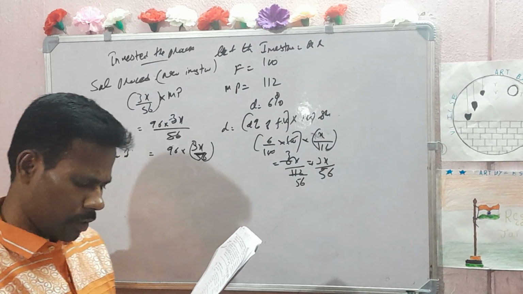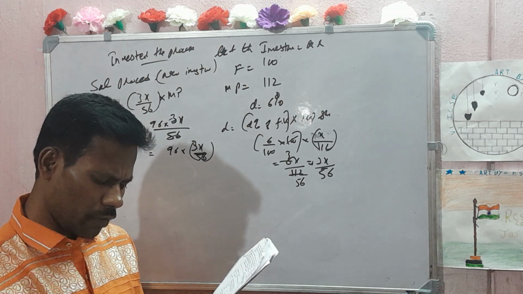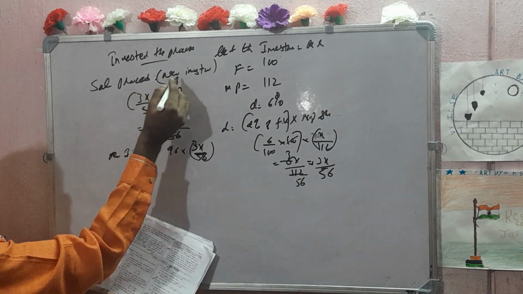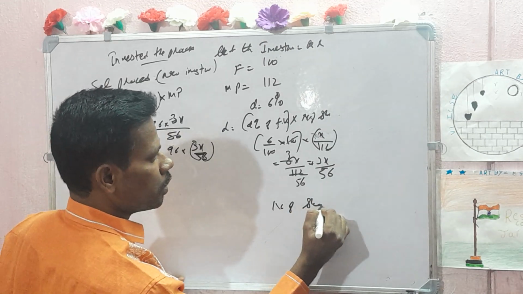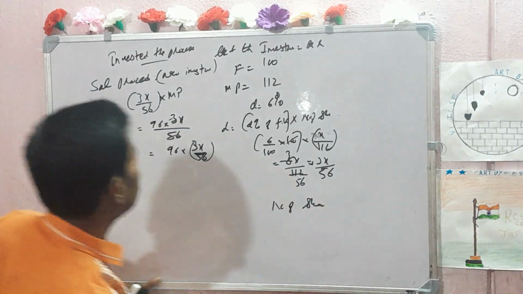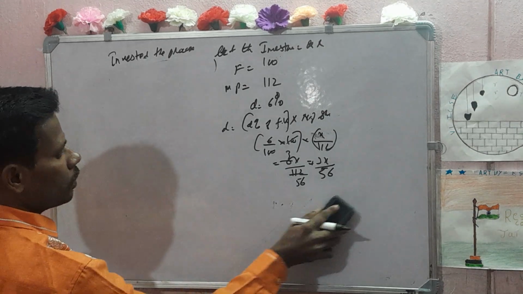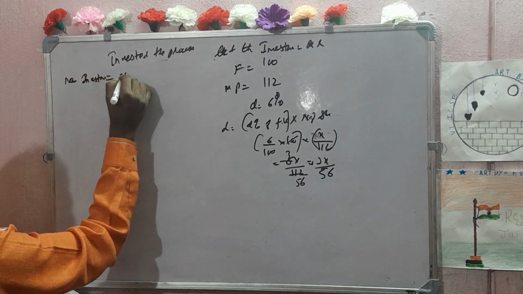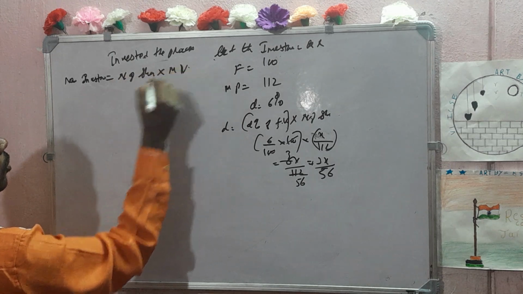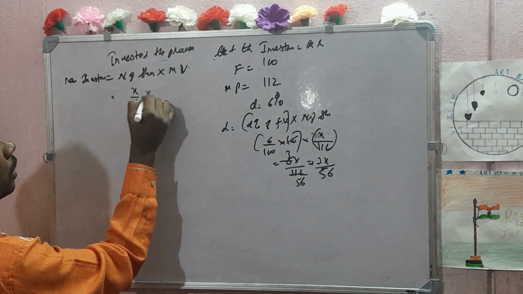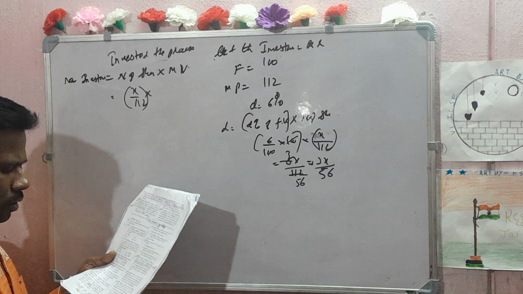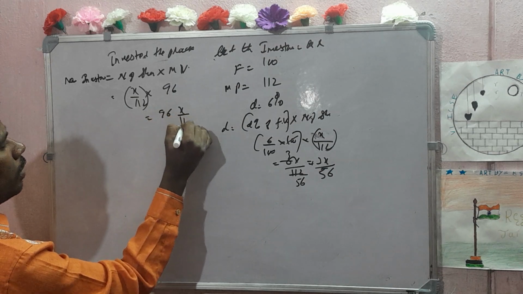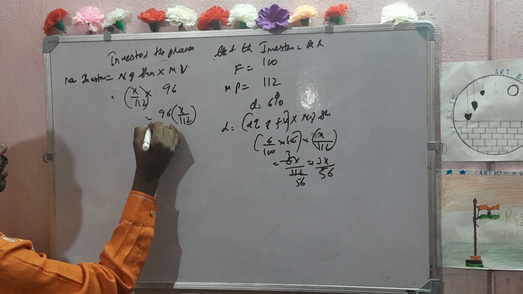Now come back to the problem. When the shares fell to 96, he sold the shares and invested the proceeds. What is the formula? Invested proceeds, that means new investment, is equal to number of shares into market value. Number of shares is x by 112, into market value. Market value is nothing but 96. So 96 into x by 112. This is the new investment.